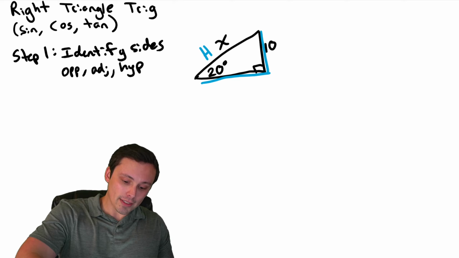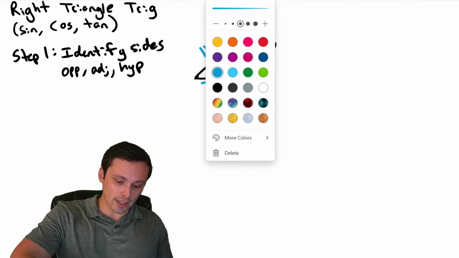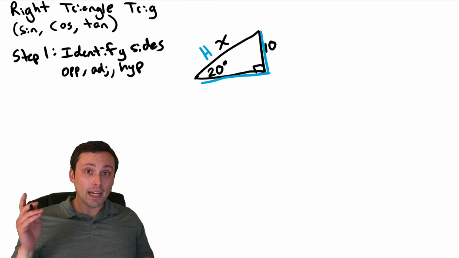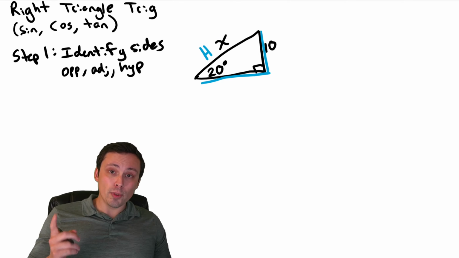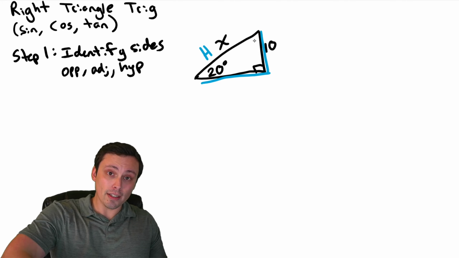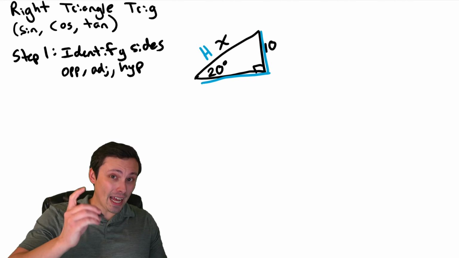Remember, you can always pause this video if you need to, or if you want to write some extra notes for yourself. I'm going to use another color here. And now here's the next step. Identify which angle you're going to use. In this case, we're going to use this 20-degree angle. But like I said, if you knew the other one, you could use that one too. But you have to pick one.